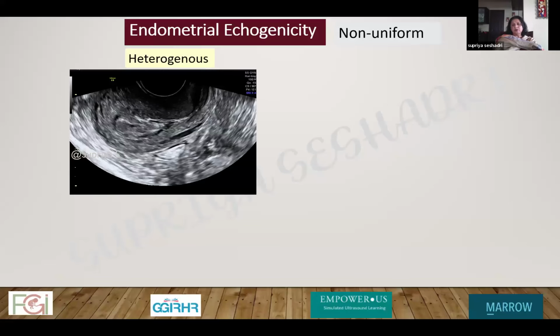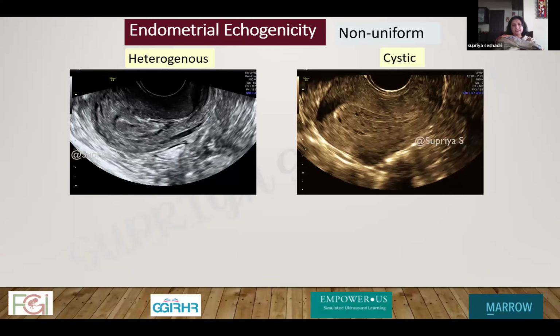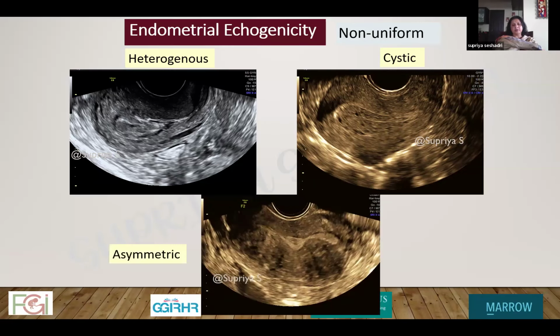Coming to the non-uniform category, one is the heterogeneous. Second is cystic, wherein we see these anechoic spaces. You can have a single space, multiple spaces. You can have large space, small space. You can have regular or irregular. All that will put this endometrium into the category of a cystic endometrium. And this is an asymmetric endometrium, which is normally seen in Asherman's, wherein I see the endometrium appears pinched off.